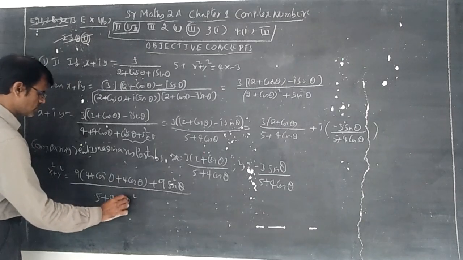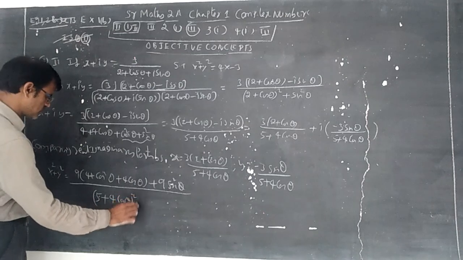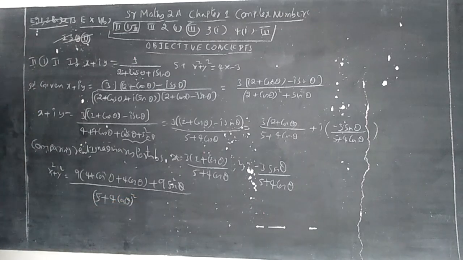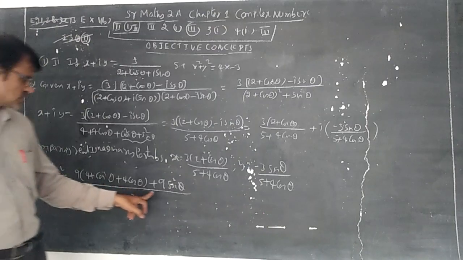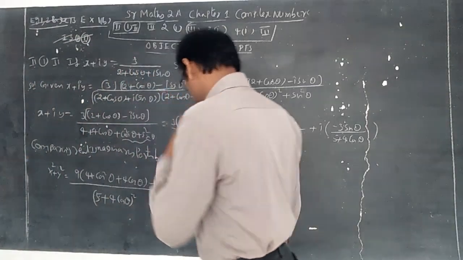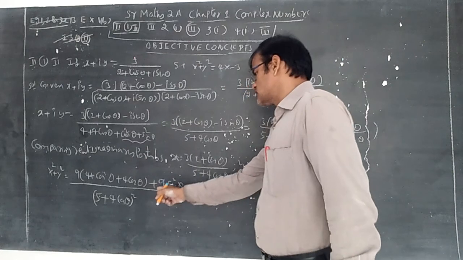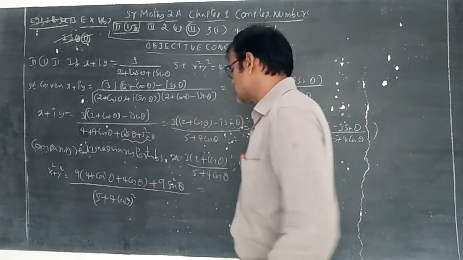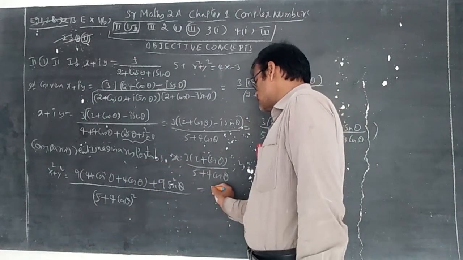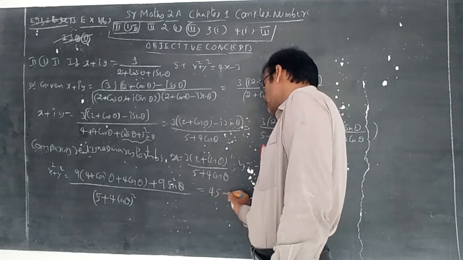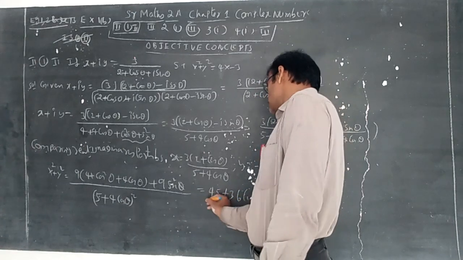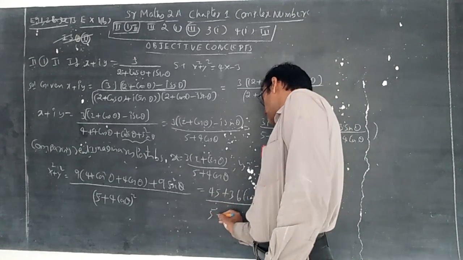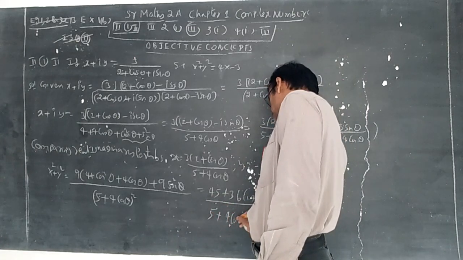5 plus 4 cos theta whole square. Here 9 into 4 is 36, plus 9 cos square theta plus 9 sin square theta, where 9 cos square theta plus 9 sin square theta becomes 9. So 36 plus 9 becomes 45. 45 plus 36 cos theta whole by 5 plus 4 cos theta whole square.